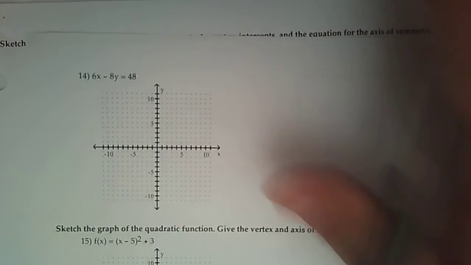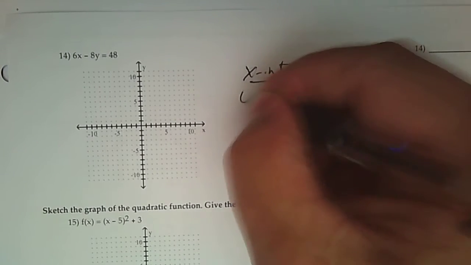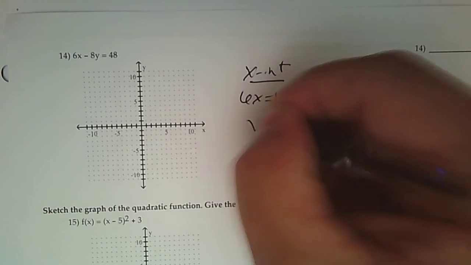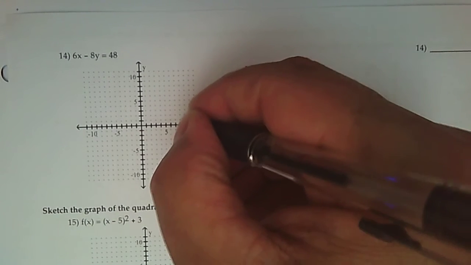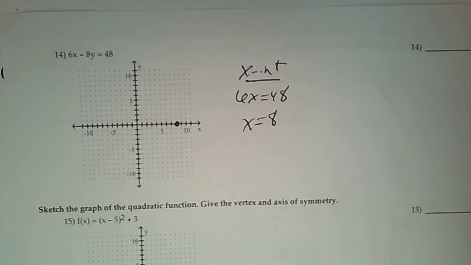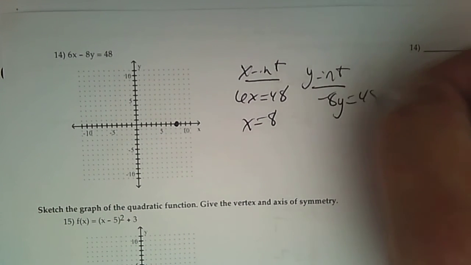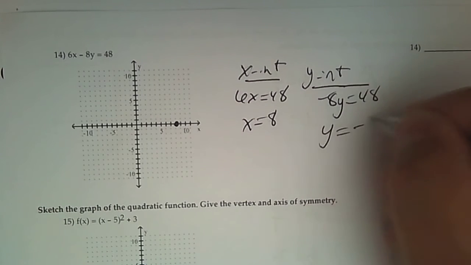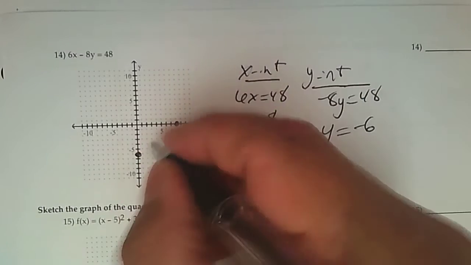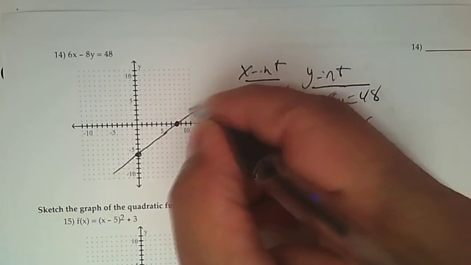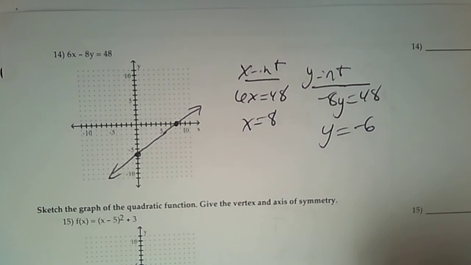Here's another one. We'll just use intercepts. So to find the x-intercept, you're left with 6x equals 48, divide. So the x-intercept is at 8. The y-intercept, you're left with negative 8y equals 48. Divide, and you get negative 6. Connect. And you're gone. Perfect.